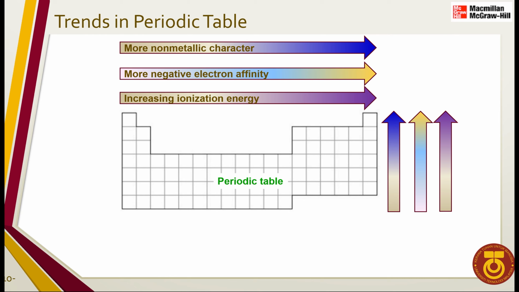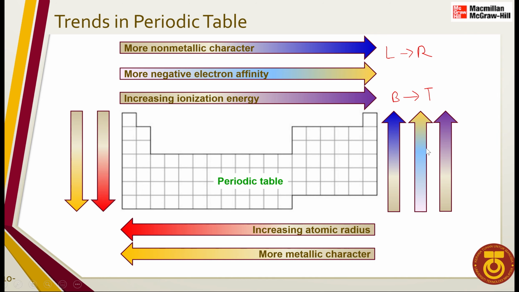Then these three trends are not only from the left to the right, but also from the bottom to the top. That means from the bottom to the top, we have more metallic to non-metallic character, because as I mentioned just now, hydrogen is non-metallic, it is in a gas state. And then from the bottom to the top there is also more negative electron affinity and increasing ionization energy. So this is the trend from the left to the right and also from the bottom to the top. Okay, maybe I can write it down here. Left to right has the same trend as bottom to top.